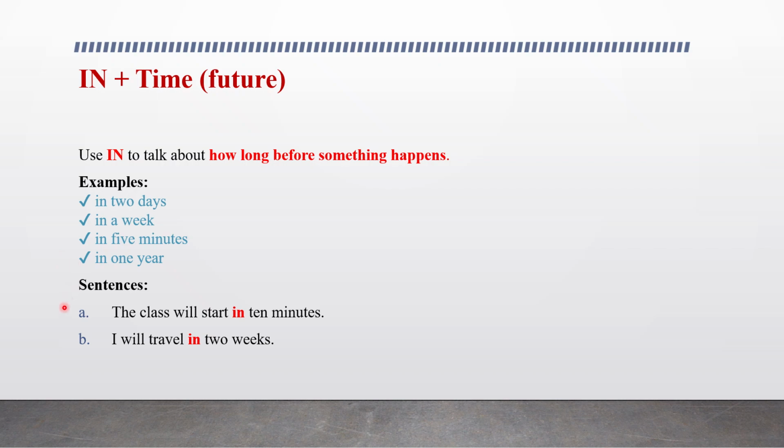So you can have examples in sentences like the class will start in 10 minutes. So that means in 10 minutes time, the class is going to start. And it means that the class has not started yet. I'll travel in 2 weeks. That is a plan. Whoever is talking is planning to travel in 2 weeks time.